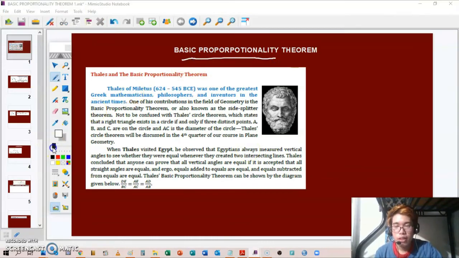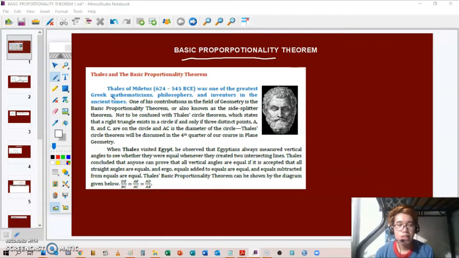The basic proportionality theorem originated in the time of Thales of Miletus, from 624 to 544 before the Common Era. Thales of Miletus was one of the great mathematicians and philosophers of his time. One of his contributions to the field of geometry is the basic proportionality theorem, also known as the side splitter theorem.